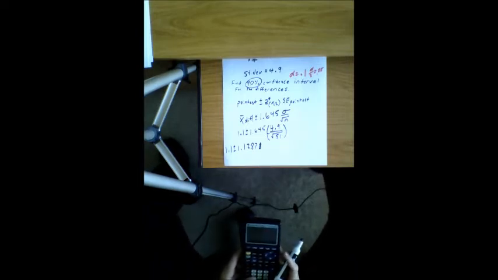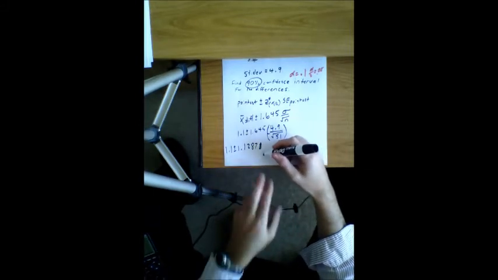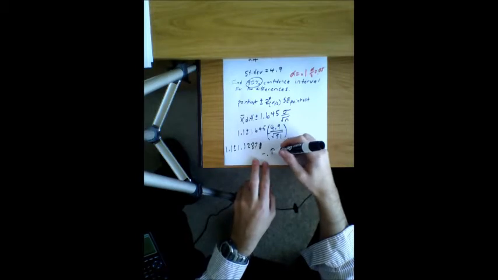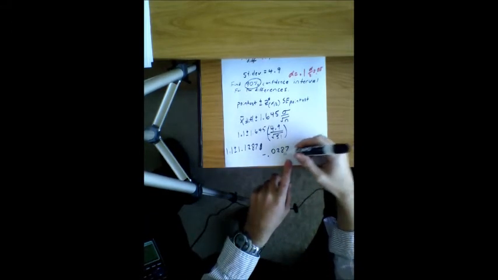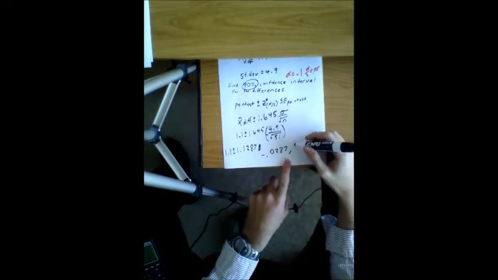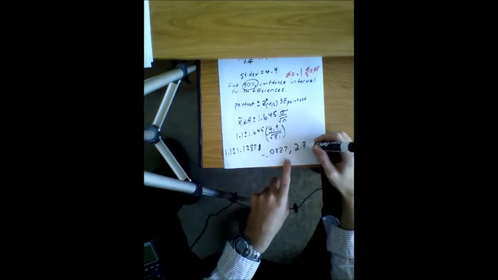So I believe this question asks you for the lower bound. So we do 1.1 minus that value. The lower bound is negative 0.0287. And what about the upper bound? 1.1 plus 1.1287. So this would be the lower bound for this question, and for the next question, it's going to be the upper bound of 2.2287.